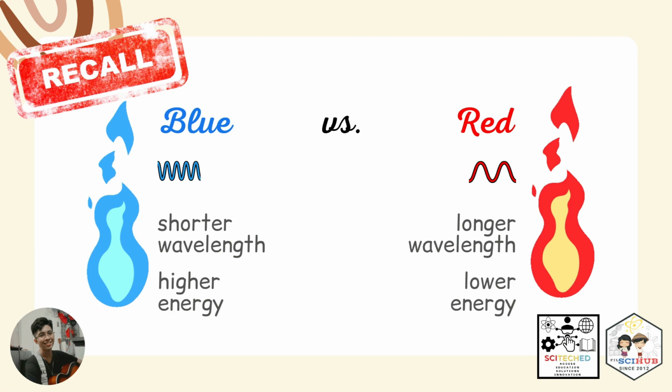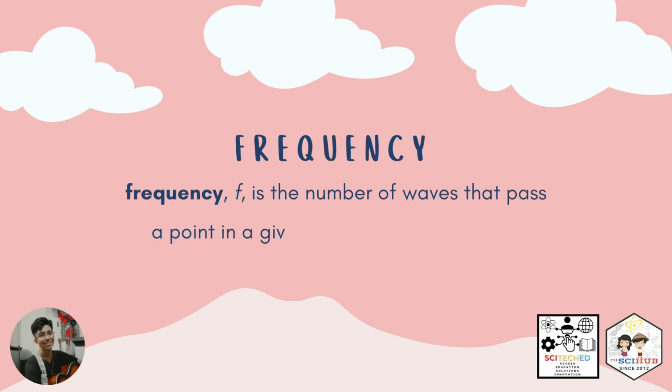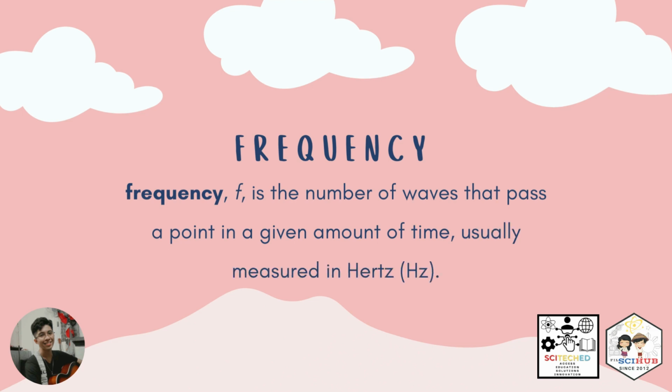Now that we have a pretty good understanding of amplitude and wavelength, I want to introduce you to another very important characteristic of a wave, which is frequency. According to our definition, frequency, f, is the number of waves that pass a point in a given amount of time, and it is usually measured in hertz. We can think of frequency as how often a wave passes a fixed point.